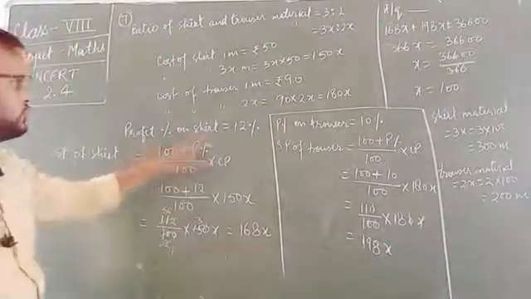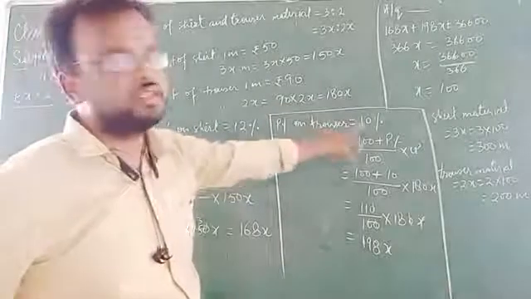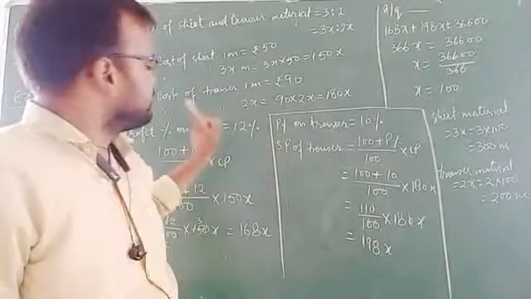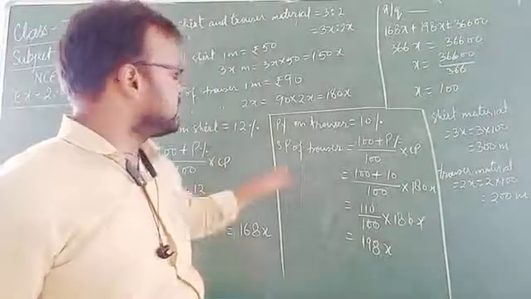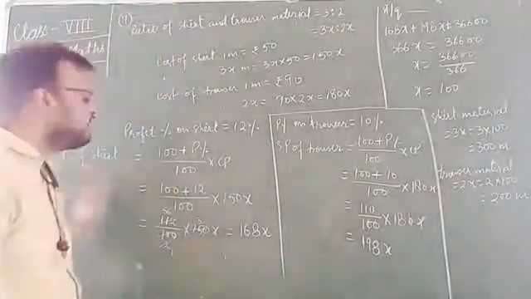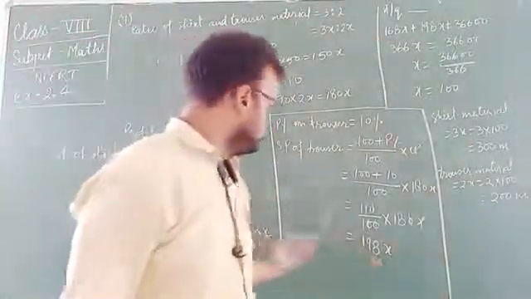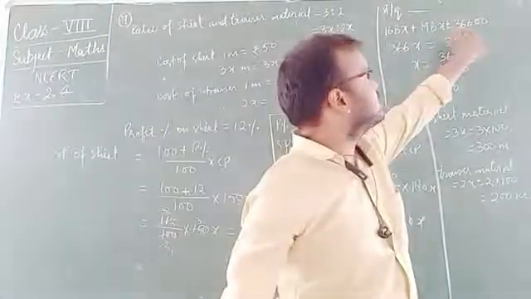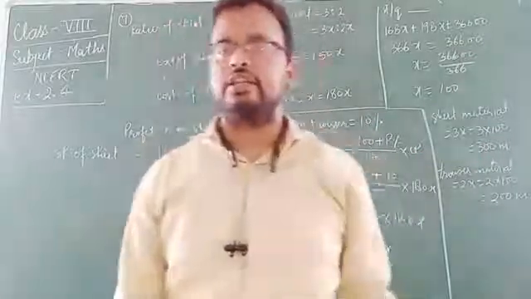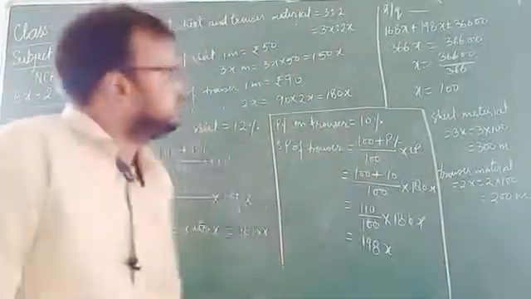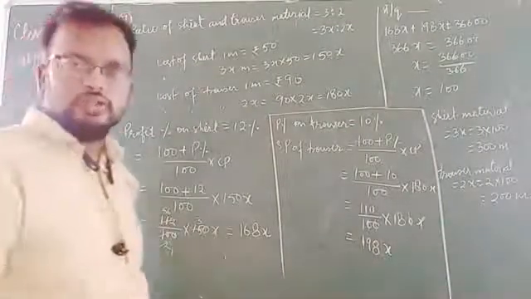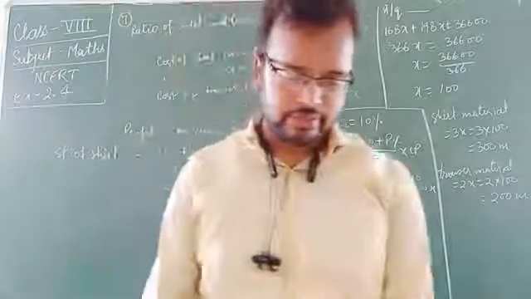Now it is given that profit on shirt is 12% and profit on trouser is 10%. So we find the SP of the shirt is 168x and SP of the trouser is 198x. According to the question, if we sell the shirt and the trouser, both can be sold for 36,600. Solve this and the value of x is 100. Put the value of x in 3x and 2x, we find total material of the shirt and total material of the trouser. Here is the answer of question number 7.